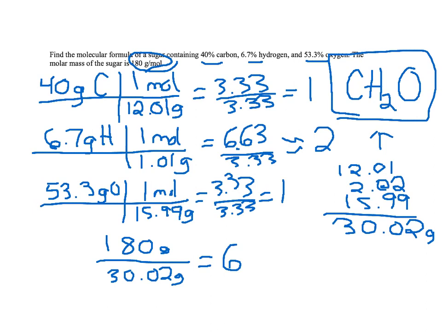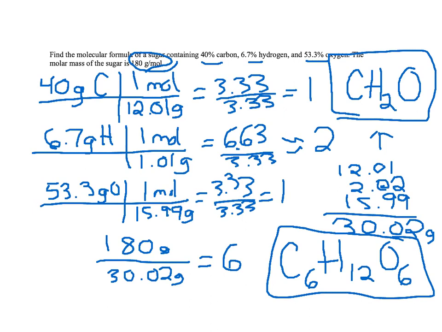So the last thing we're going to do is take this number 6 and multiply it by every part of the empirical formula. So in the empirical formula we had 1 carbon, so in the molecular formula we're going to have 6 carbons. In the empirical formula we had 2 hydrogens, so in the molecular formula we're going to have 12 hydrogens. And finally in the empirical formula we had 1 oxygen, so in the molecular formula we're going to have 6 oxygens. So now we have our molecular formula written, and that looks familiar. It's glucose, so we're all good.